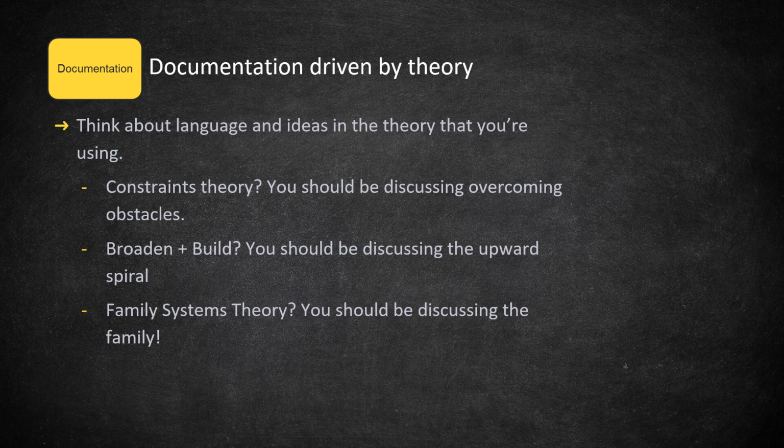Are we looking at overcoming barriers? So the 3 examples here, right? Thinking about overcoming obstacles and barriers to recreation and leisure as part of your constraints theory program, or broaden and build. How are we discussing that upward spiral and people developing and growing through the activities and interventions that you're running? Then family systems theory. Are you talking about the family? Do you do family sessions? I would posit at this point, if you're not working with families, family systems theory may not be the way to go.